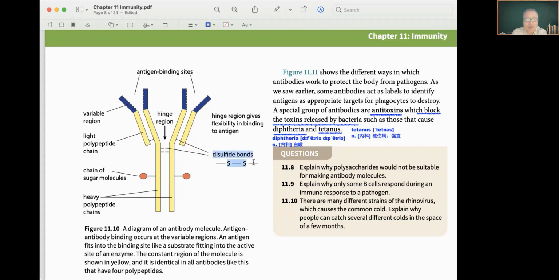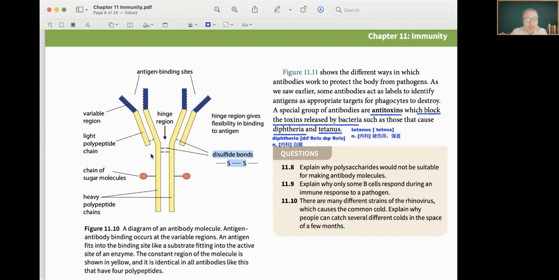Where can we find the disulfide bonds? The tertiary structure of the protein. So we can see that this antibody molecule is also in the tertiary, or third, structure of the protein, with polypeptide chains, right?